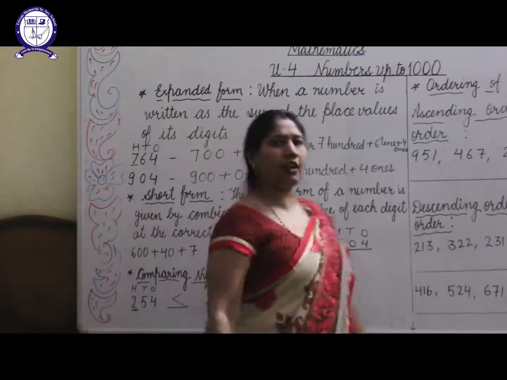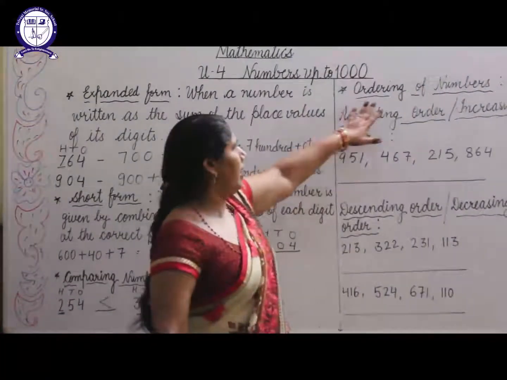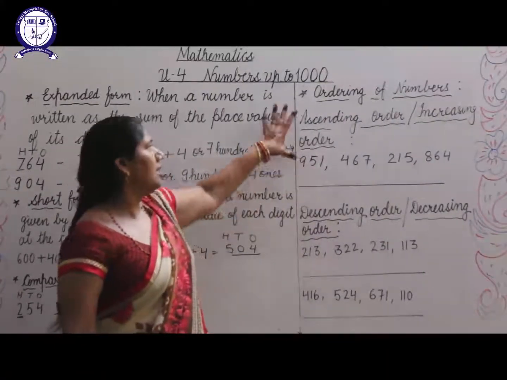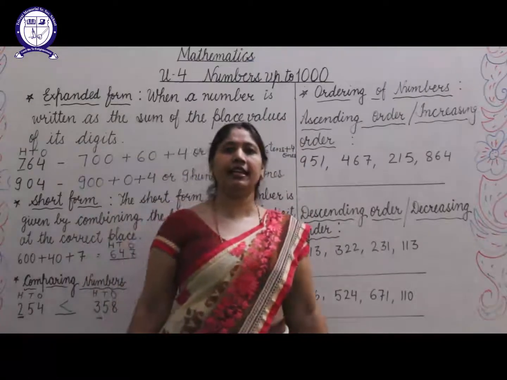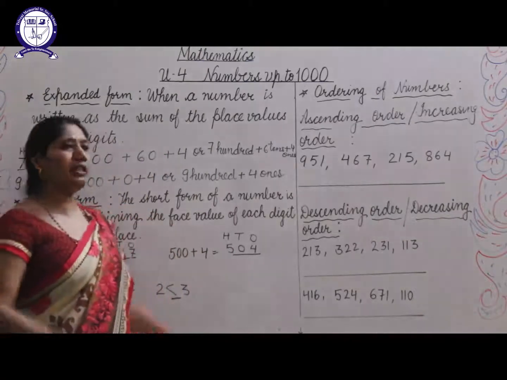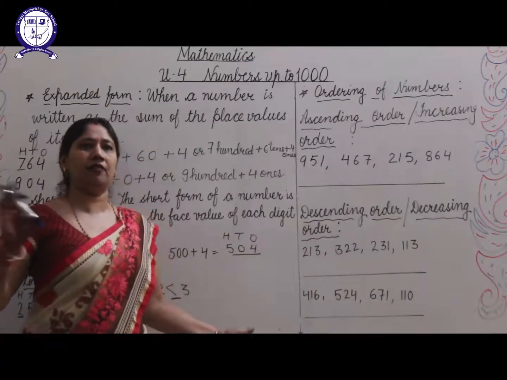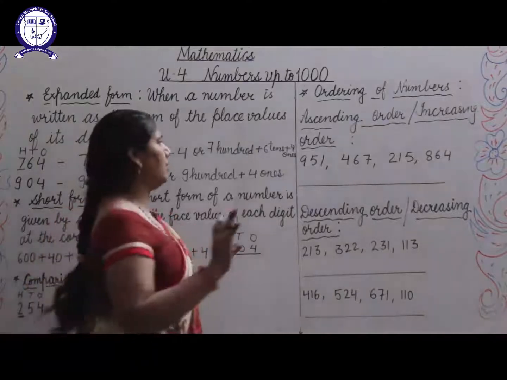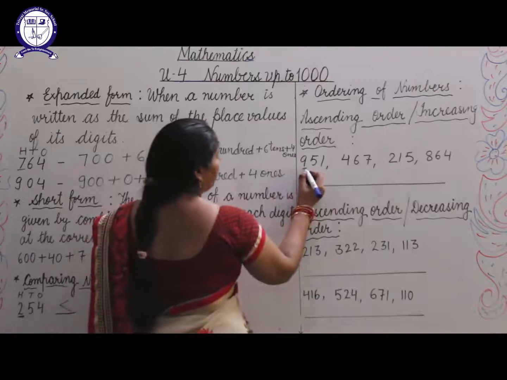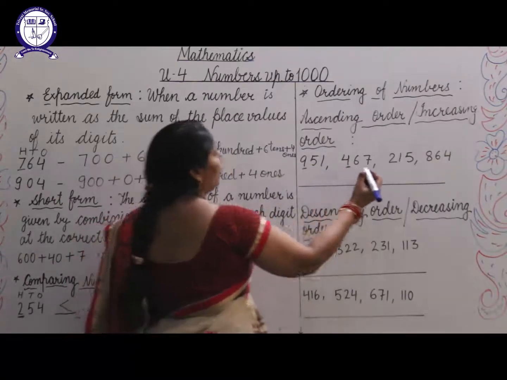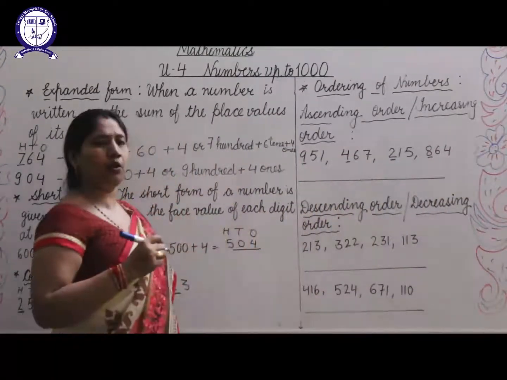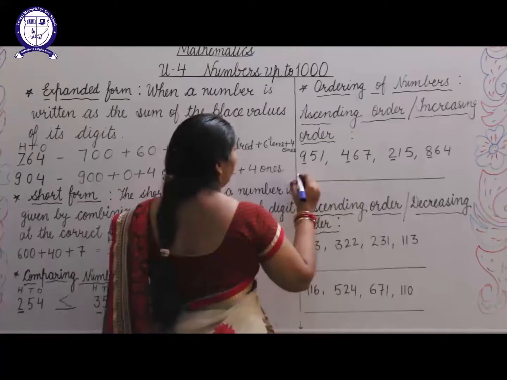On the basis of comparing numbers, we have to write down the ordering of the numbers: ascending order or descending order. Ascending order is also called the increasing order. So students, firstly we have to compare the numbers. Ascending order means smaller number to the largest number. Firstly we have to find the smallest number. Here firstly we have to compare the hundreds place. The hundreds places are 9, 4, 2 and 8. So which is the smallest number? 215.